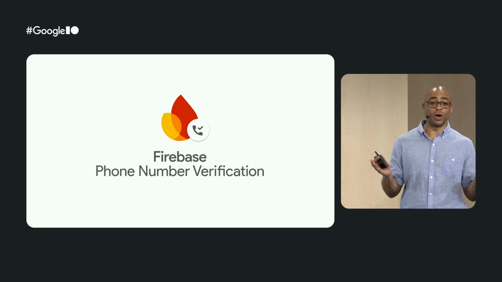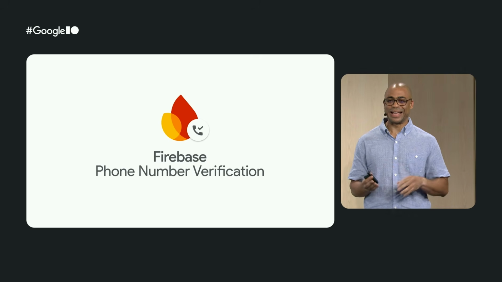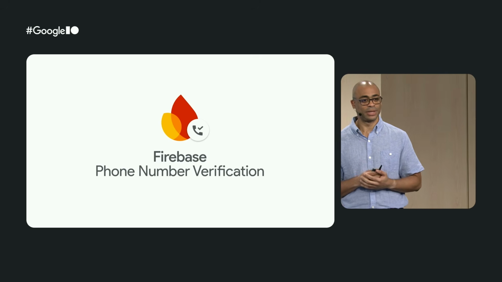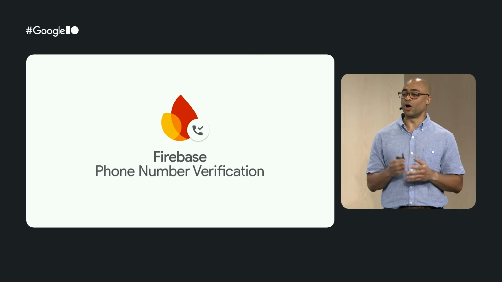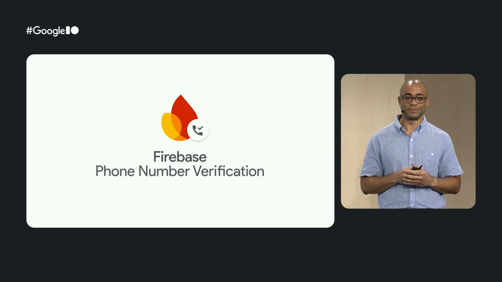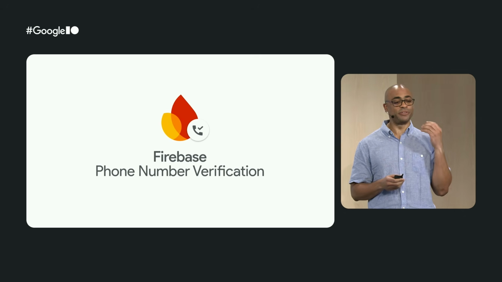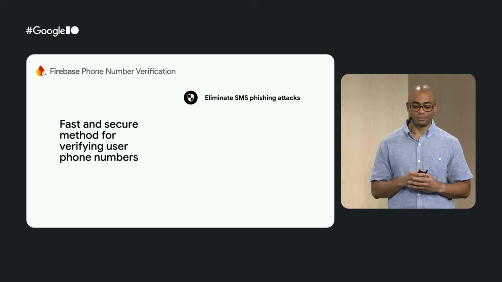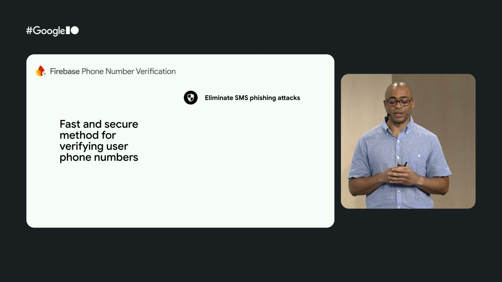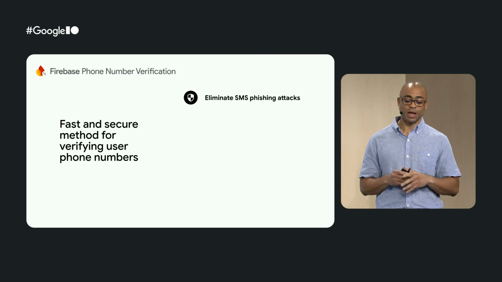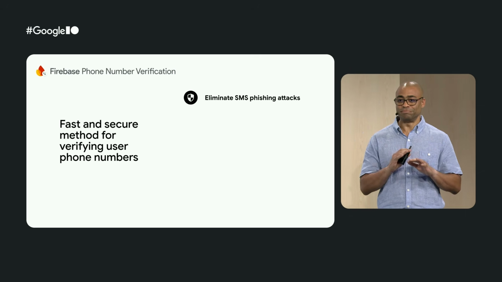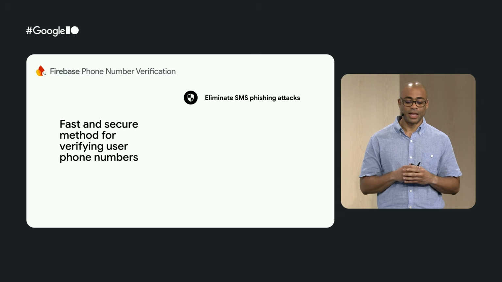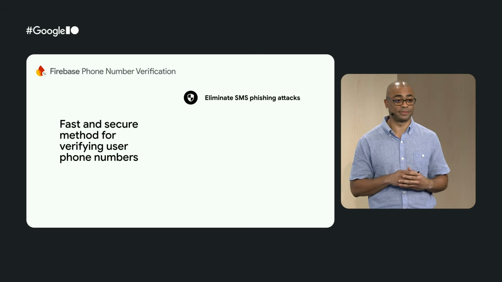Another passion of Firebase is authentication. Most, if not all, apps need some type of authentication, and SMS is a popular option. SMS works, but we thought we could do better. So last year, we launched Firebase Phone Number Verification, a fast and secure way to verify users' phone numbers. Firebase Phone Number Verification, or FPNV for short, provides several benefits over SMS alone, starting with the fact that no SMS messages are sent, which eliminates SMS phishing attacks.